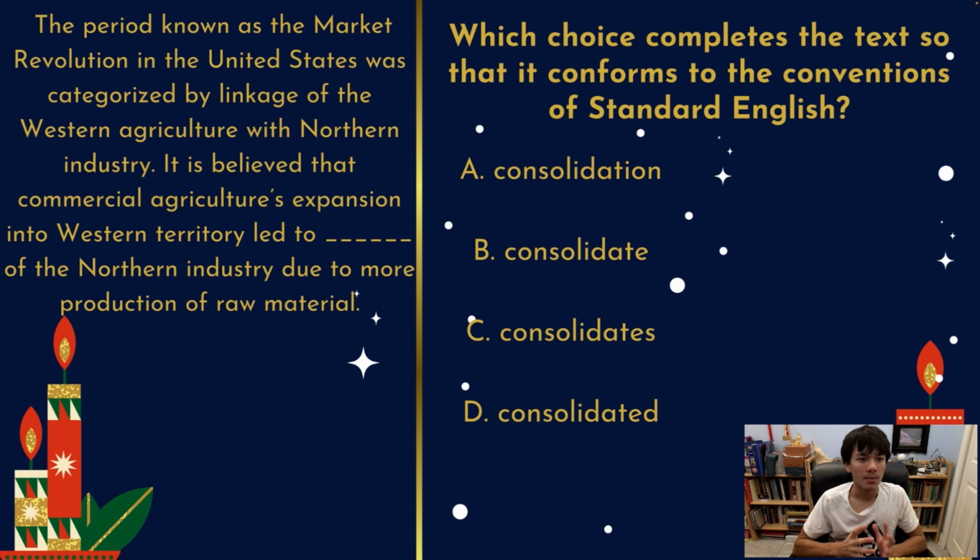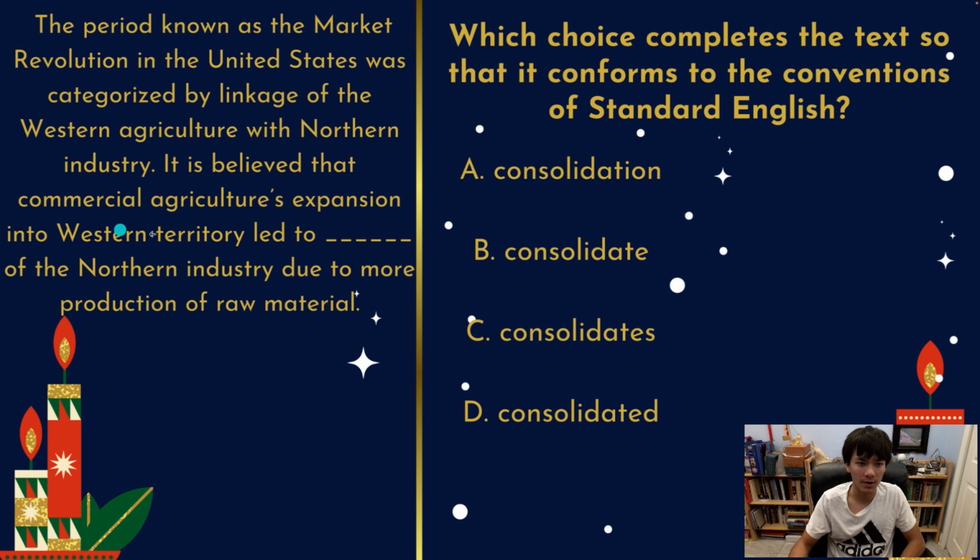Let's move on to the last example that I have for you today. The period known as the Market Revolution in the United States was categorized by the linkage of the Western agriculture with Northern industry. It is believed that commercial agriculture's expansion into Western territory led to blank of the Northern industry due to more production of raw material. So what would be the subject here? We can see that our verb is going to be some form of consolidate, and the subject, what is being consolidated here?